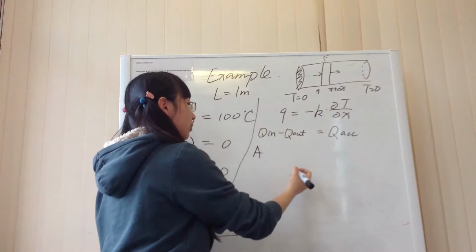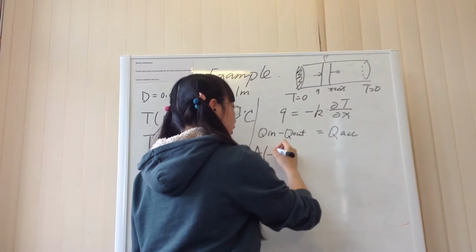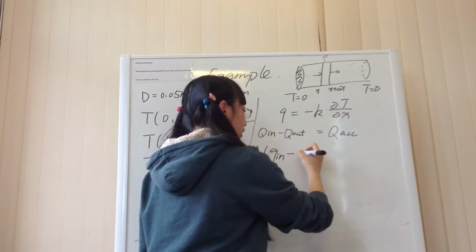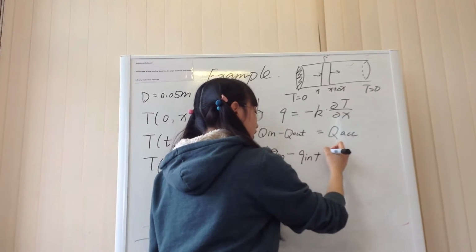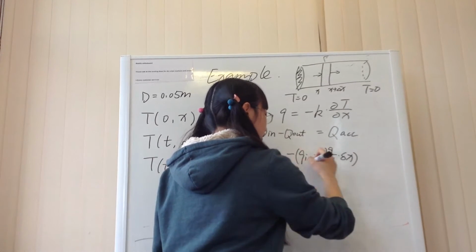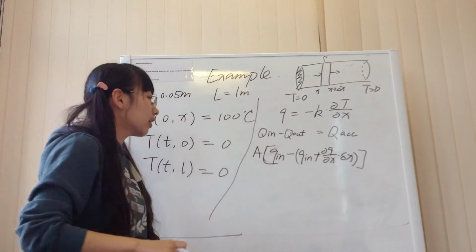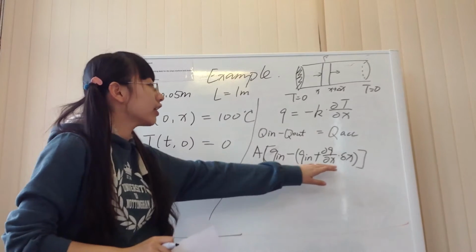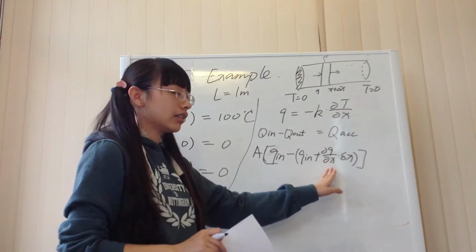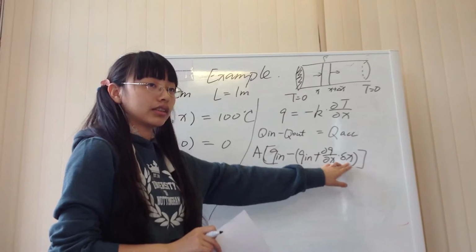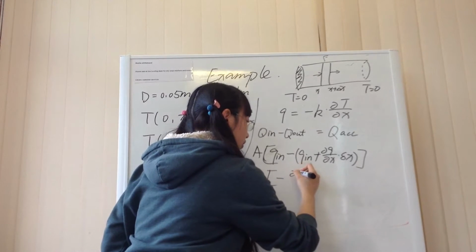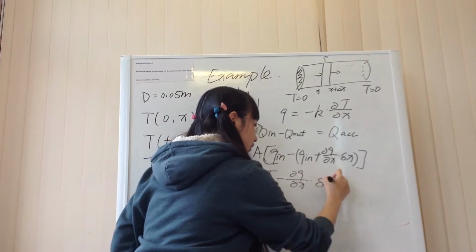And Q in minus Q out: you can say Q out is Q in plus partial Q over partial x times delta x. So the heat that comes in, and the heat that goes out, equals what comes in plus how fast it changes in this distance, times how long the distance is. And what you get from here is minus partial Q over partial x times delta x.